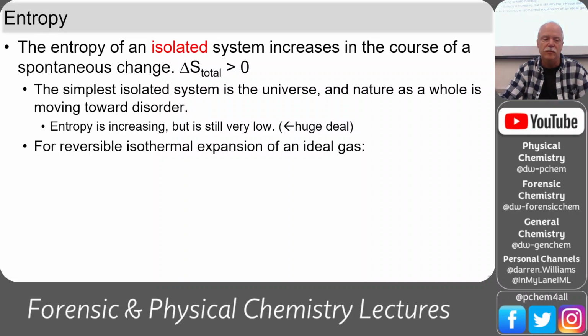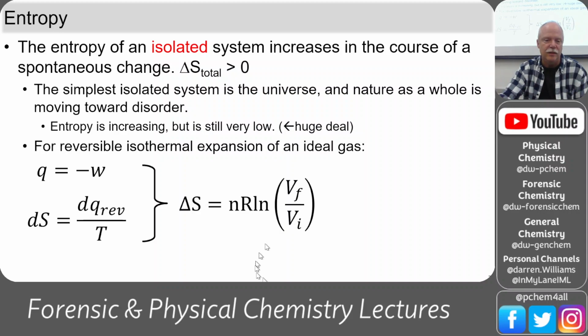So anyway, for a reversible isothermal expansion of an ideal gas, we have this rearrangement, and we can actually calculate the delta S, the change in heat with respect to temperature, okay? And so we get this nR ln(VF over VI). So that's our entropy change for those isothermal expansion legs.